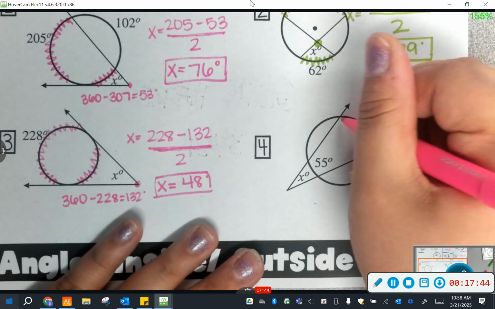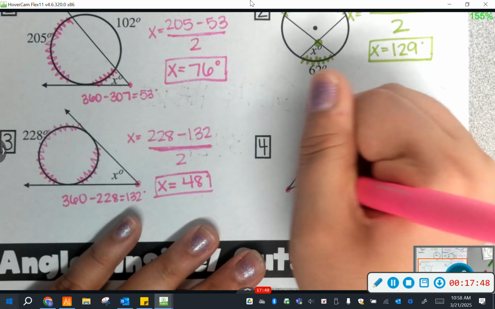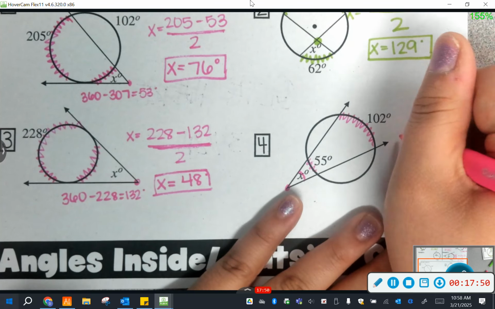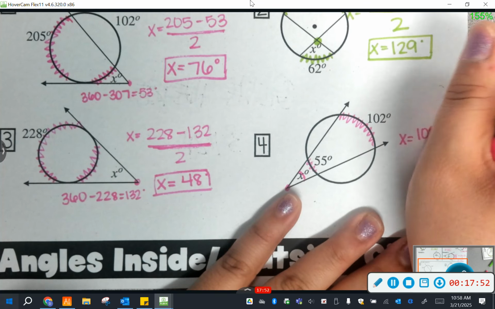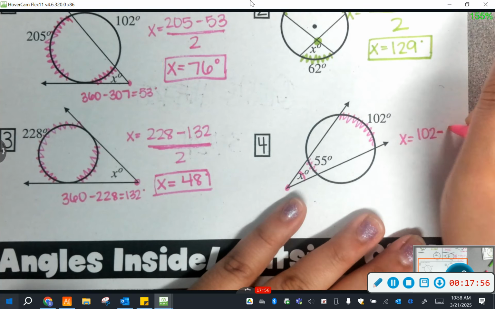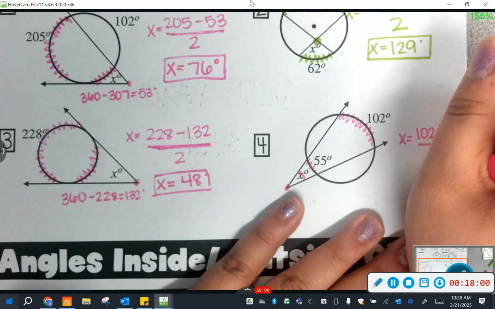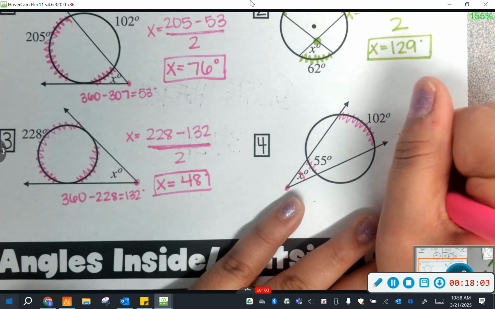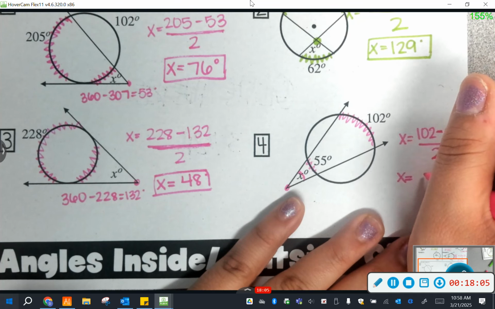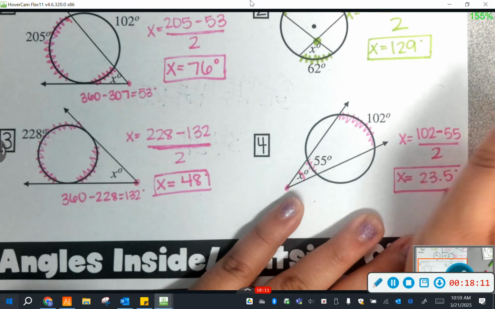And then last one, they gave you the big and the small. They were finally nice at the end. Inside or outside? Outside. And what is 102 minus 55 divided by 2? Did y'all get a decimal? What'd y'all get? 23.5? You were supposed to get a decimal.